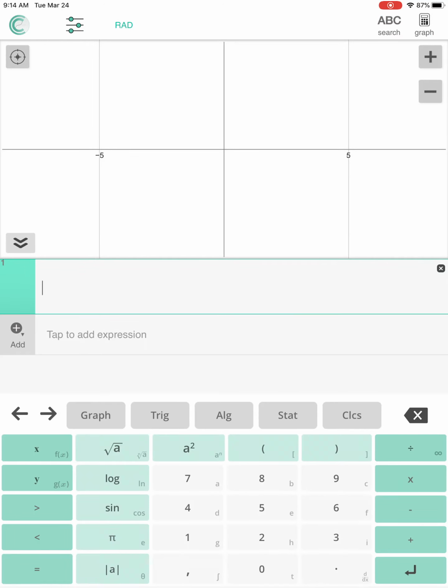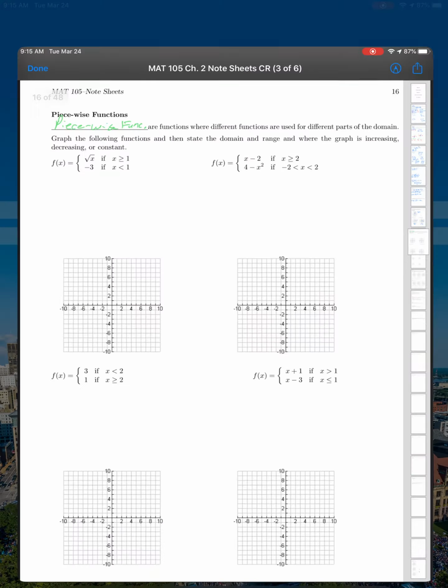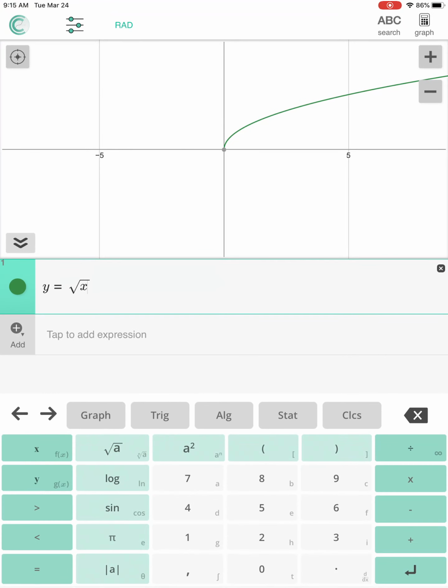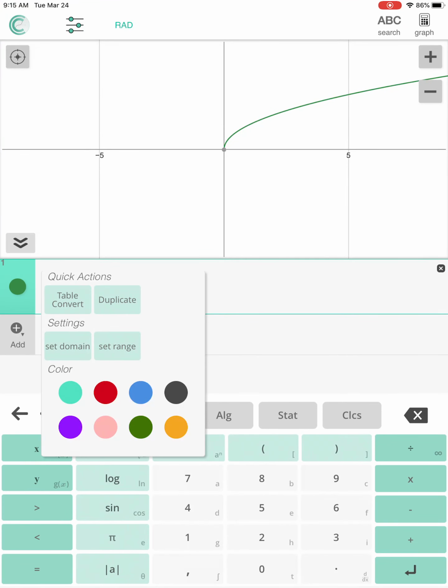So if I wanted to graph this first one with my class calc app, what I have to do is define different functions with different requirements. So the first function was y equals the square root of x. Okay, and so there's the normal square root of x function. But I only really want it to be defined for x greater than or equal to 1. So I can make class calc do that.